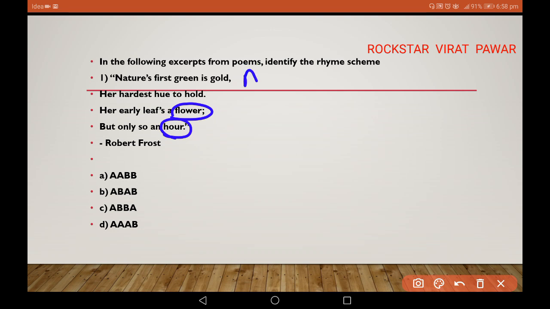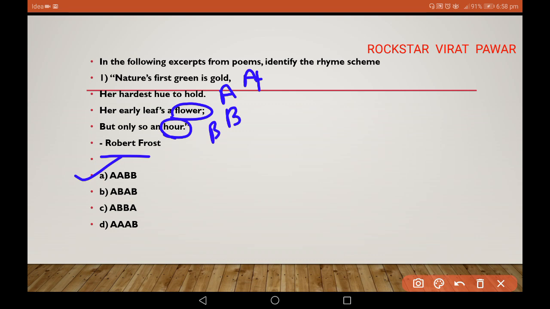That is also a rhyming scheme or rhyming words. That's why we also write BB in that. And the poet's name is Robert Frost. So we find the rhyme scheme of this poem is AABB pattern.